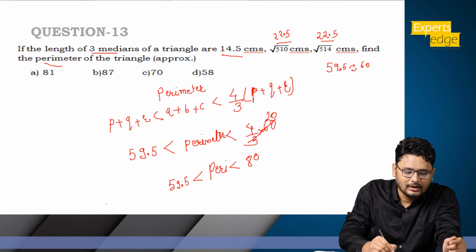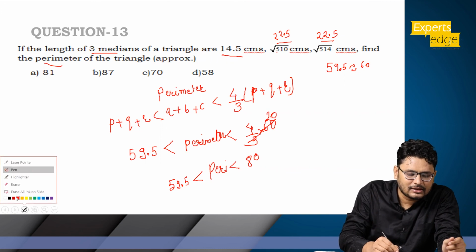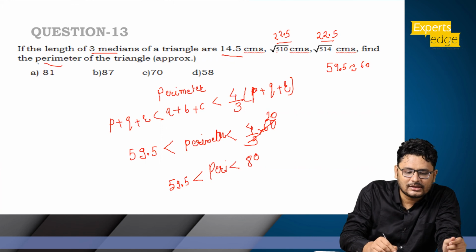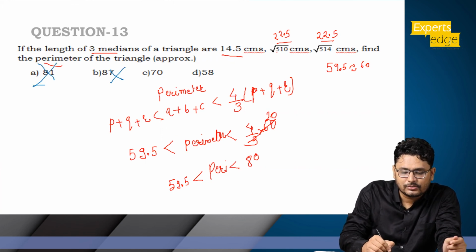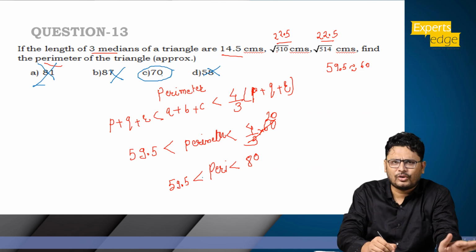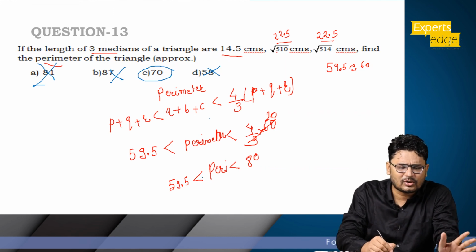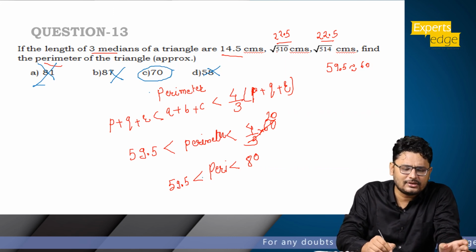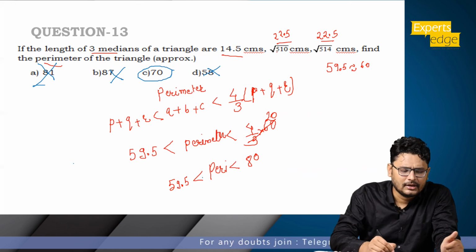So tell me which can't be the answer. Can the first option be the answer? No, it has to be less than 81. तो ये भी गया, ये भी गया. 58, no, it has to be greater than 59.5, तो ये भी गया. The correct answer is 70. Okay, so do you see, मुझे पूरा सॉल्व करने की जरूरत नहीं थी, मुझे जस्ट थोड़ा बहुत पेरीमीटर का रिलेशन पता होता है, तो क्वेश्चन वाज हैंडी.